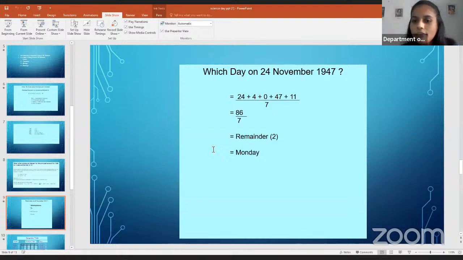The next one we are going to see is, if we have some date, how can we calculate the corresponding day on that date. This is also using Vedic maths. Here I have one problem: which day was the 24th of November 1947? I have some calculations done here: 24 plus 4 plus 0 plus 47 plus 11, upon 7, which is equal to 86 upon 7. Again, we consider the remainder of this division, which is 2. So the corresponding day is Monday. But what is the logic behind all these calculations? We'll see that.